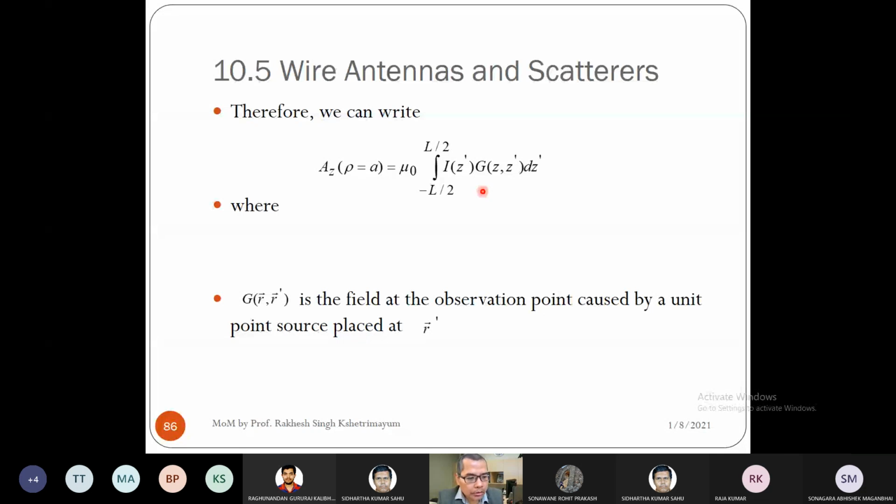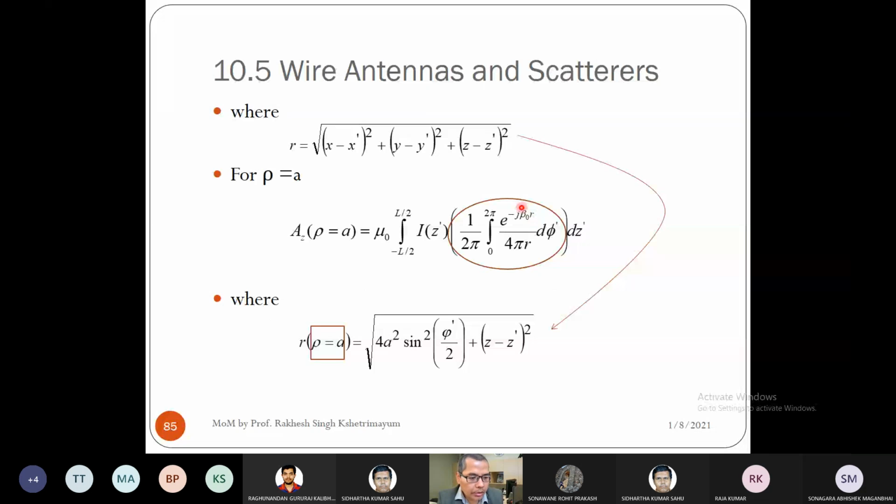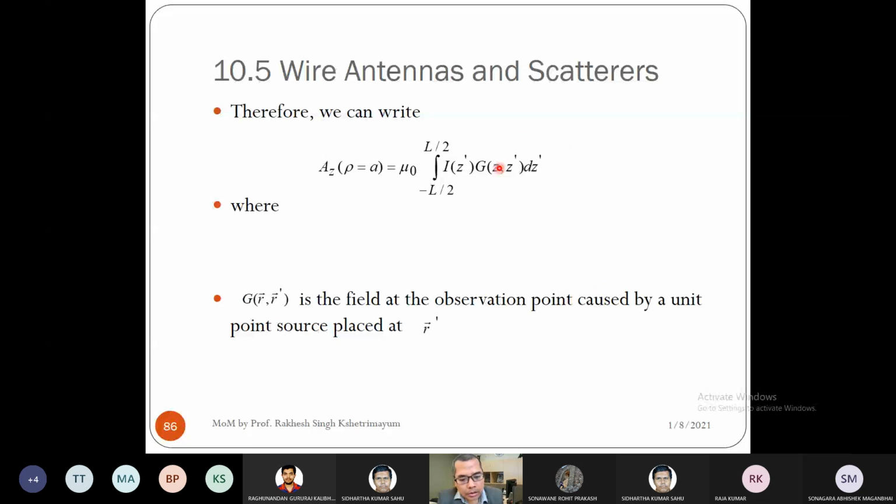So Green's function would be different for different kinds of structures and different kinds of analysis you are doing. Here your Green's function has changed. Green's function for free space is exponential minus j beta r by 4 pi r. For this wire antenna, this whole thing is the Green's function. So we have already found the Green's function. This is the most tedious task. After that, you can easily apply MoM.